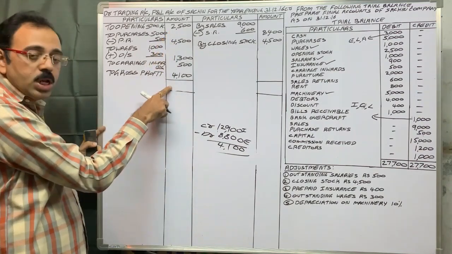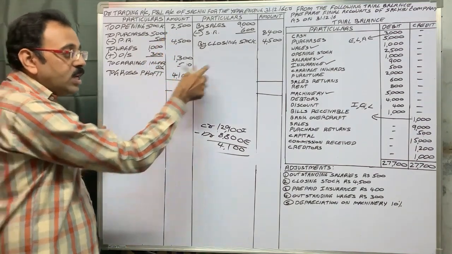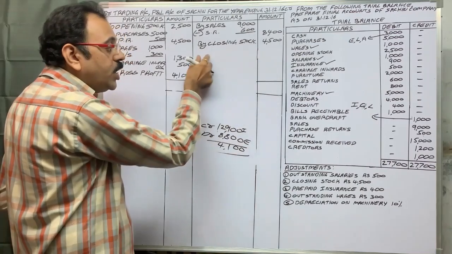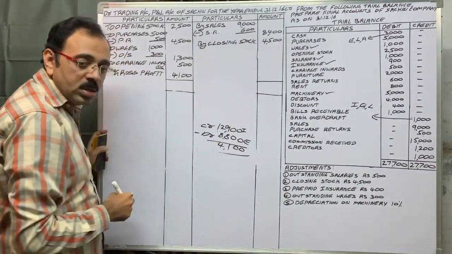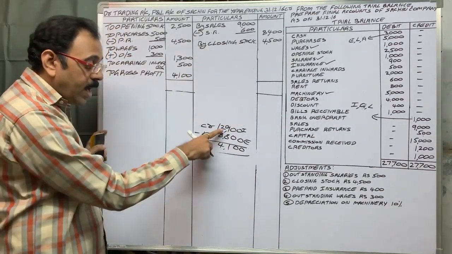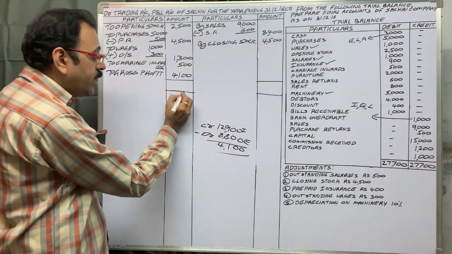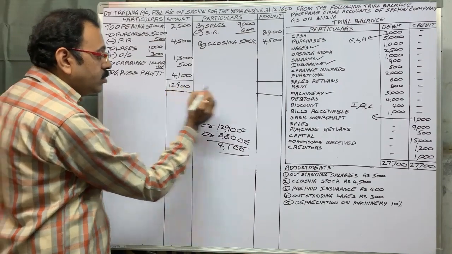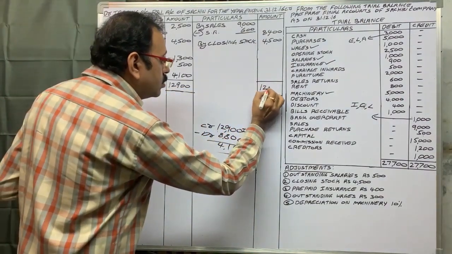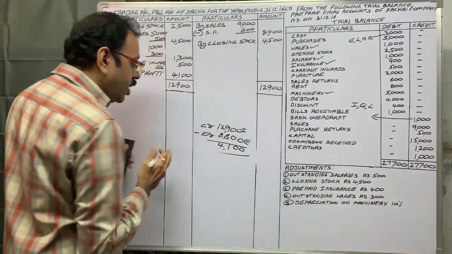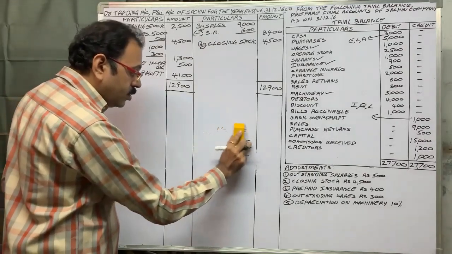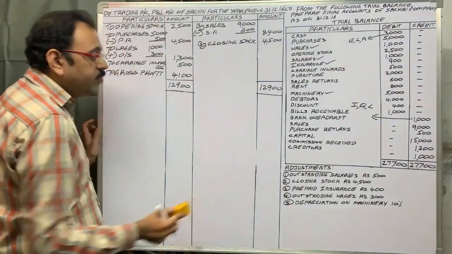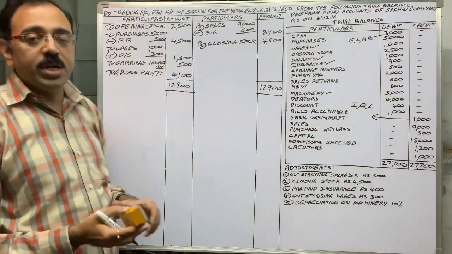Suppose debit side total is more, then the difference comes in credit side, no? Then you have to write by gross loss. Now amount, highest amount we should write two sides. Okay. So trading account is completed.